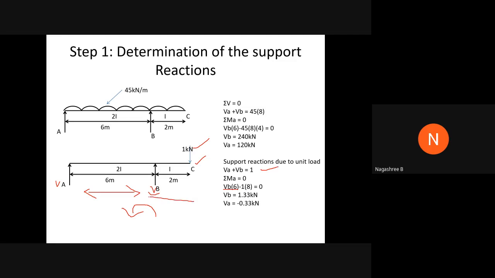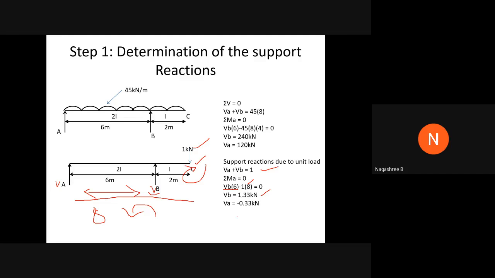And again, you have the load of 1 kilonewton. The distance from it to VA is 8 meters. So it is 1 into 8, which is acting in the clockwise direction, hence it is considered to be negative. Equate that to 0, and you get the value of VB as equal to 1.33 kilonewton.